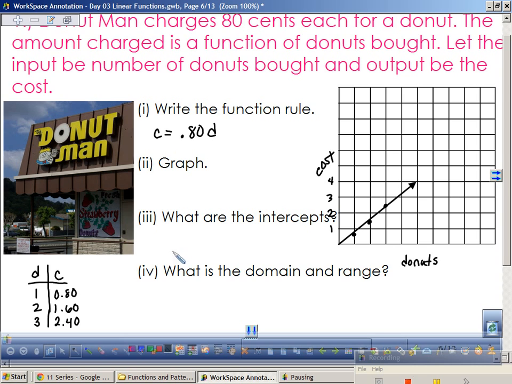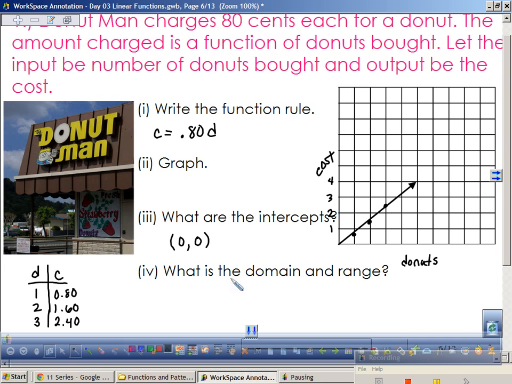Does my graph intercept the y-axis or the x-axis at all? Matt, does it intercept the x-axis or the y-axis? This is the y, and this is the x. At what? Where? 0, 0. When x is 0, y is 0. Or when d is 0, c is 0.